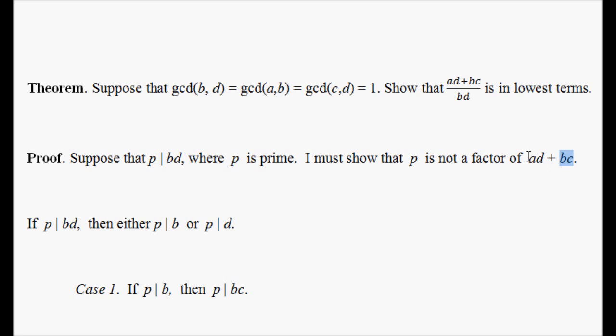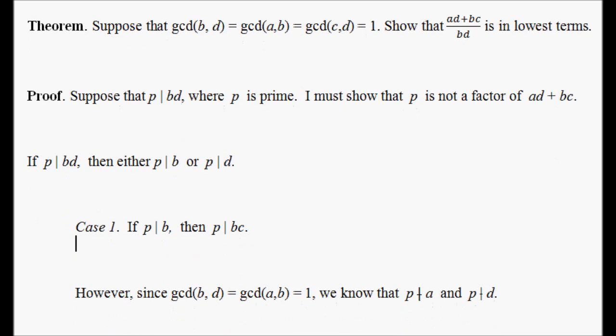So to finish, I need to show that p is not a factor of this part. If p divides b, p will be a factor of this portion, b times c, and I need to show that p cannot be a factor of a times d. Well, we have this assumption about the GCDs. The GCD of b and d is equal to 1. Also, the GCD of a and b is equal to 1. So if p is a factor of b, and b and d are relatively prime, that means that p cannot possibly be a factor of d. So p is not a divisor of d.